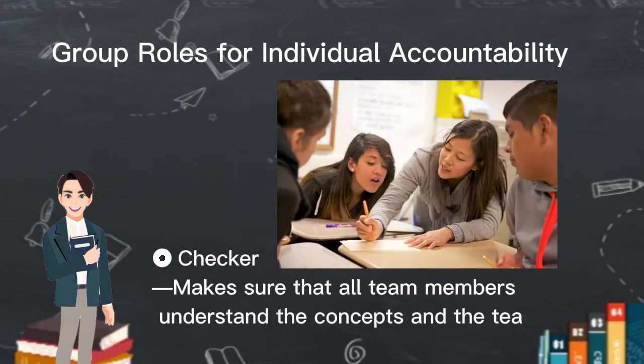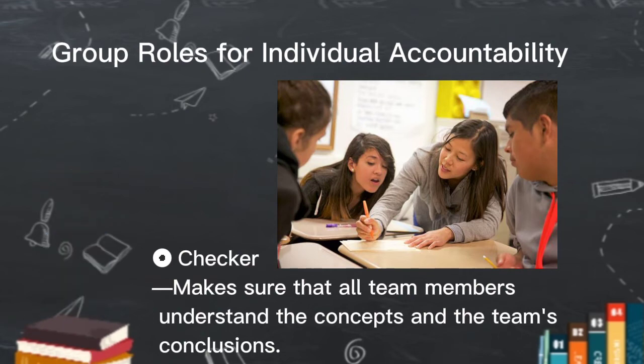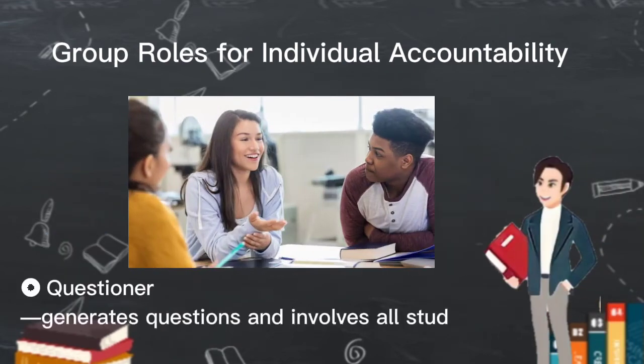Next is the checker. The checker assigns tasks to check and make sure that all group members understand the concept and the team's conclusion. Checks for the accuracy and clarity of thinking during the discussion, and checks the written work and tracks points. Next is the questioner. He or she generates questions and involves all students. It also generates questions for the group work, looks for possible gaps in the study, and provides interesting questions about what could go wrong and raises objections.